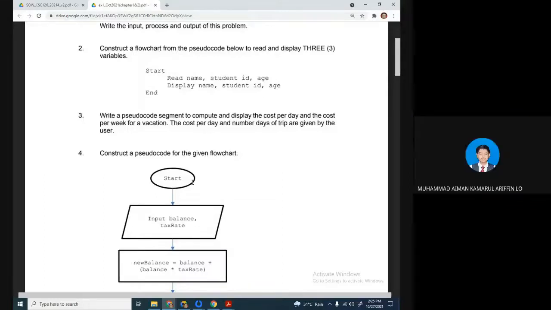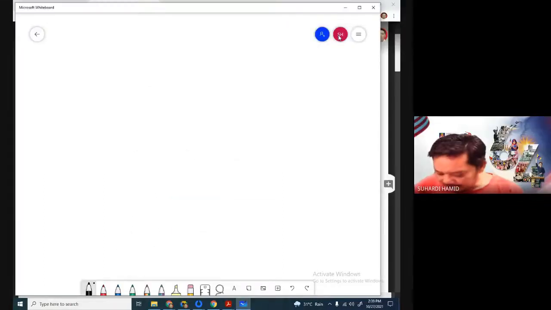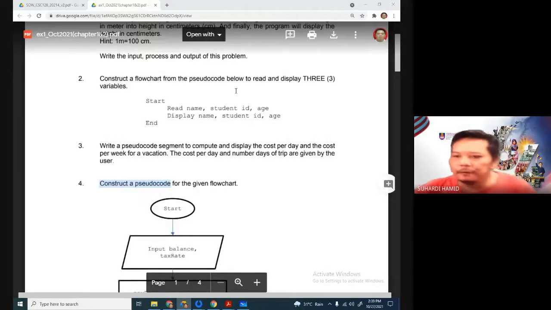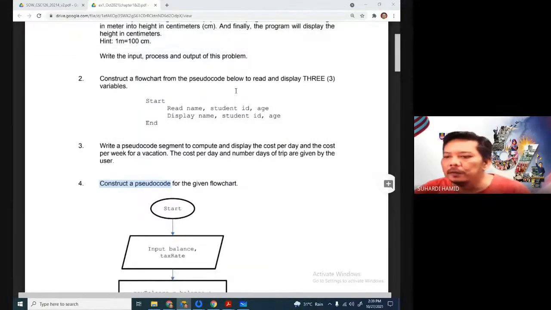Okay? All right. Class, we can all refer to WhatsApp and have a look at the answers from Laila. All right? So, what does the question say? Construct a flowchart from a pseudocode below to read and display 3 variables. Read name, student ID, and age. Display name, student ID, and age. And end.